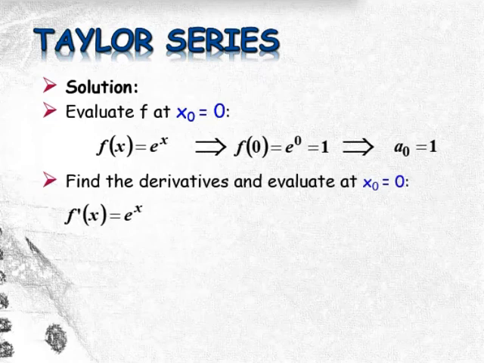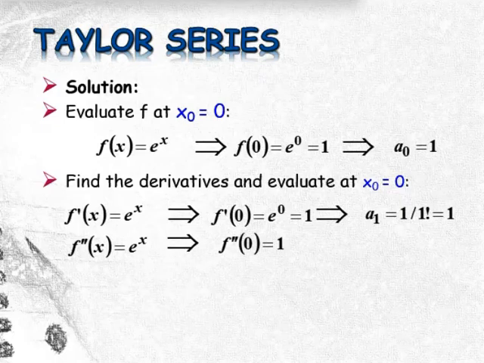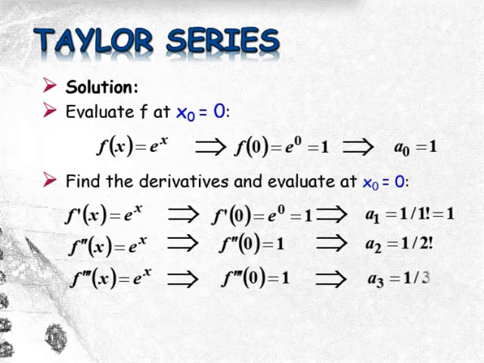The first derivative is e raised to x. So the value at 0 is 1 and your a sub 1 is 1 over 1 factorial, which is also equivalent to 1. The second derivative is e raised to x. So the value at 0 is 1 and a sub 2 is 1 over 2 factorial. The third derivative is e raised to x. So the function value at 0 is still 1 and your a sub 3 is 1 over 3 factorial. So by inspection, we can say that a sub n is 1 over n factorial.